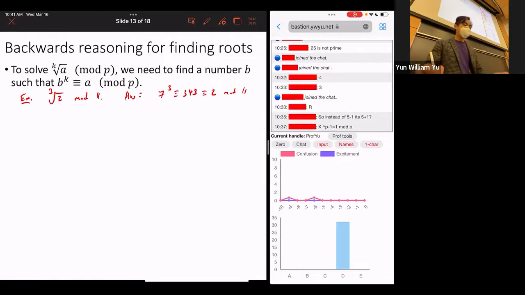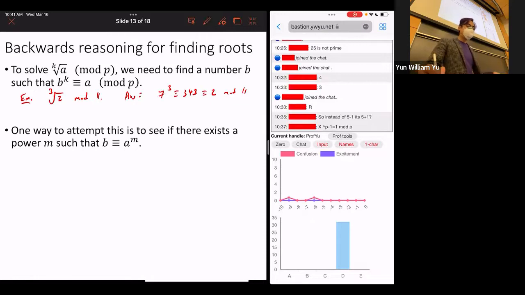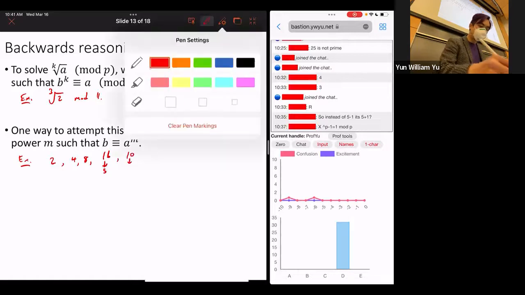But another way of seeing it is to see if there exists some power M such that B is congruent to A to the M. This will not always work, but it will always work under a certain condition, which we'll discuss in a moment. So for example, if you had powers of 2: 2, 4, 8, 16, which is just 5, 10, which is just, well, 10 is still 10 in mod 11.